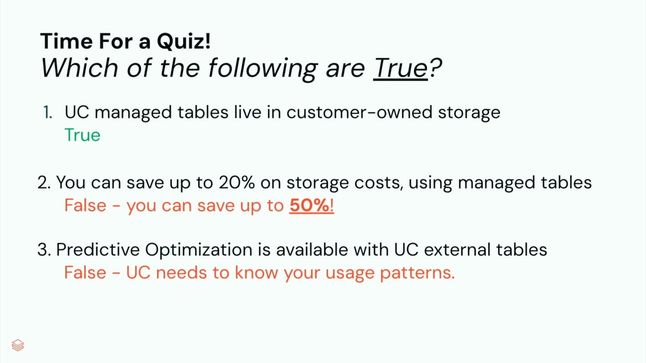But with UC external tables, we can't actually see everything that's going on, whereas with UC managed tables, remember, Unity Catalog is the source of truth, and so it can see everything that's going on, whether you're reading or writing from Databricks or from other third-party tools, and that's how it's able to do all of these optimizations.